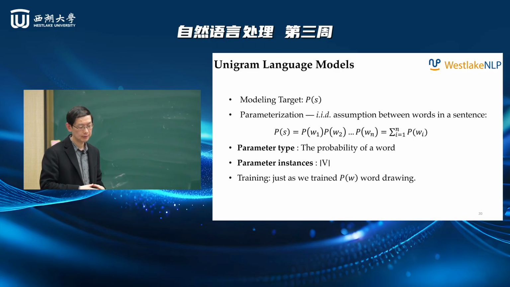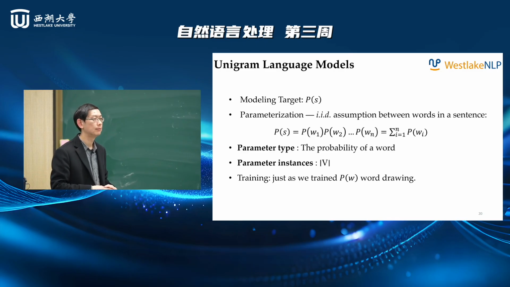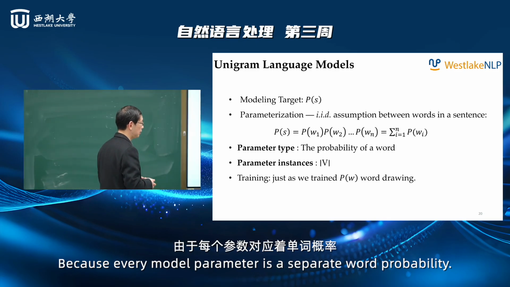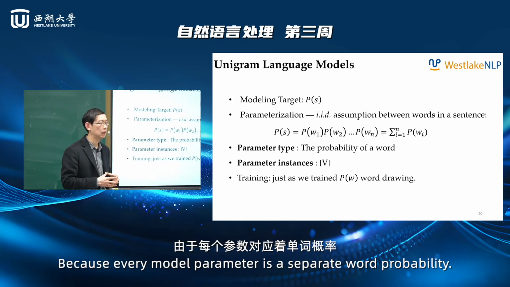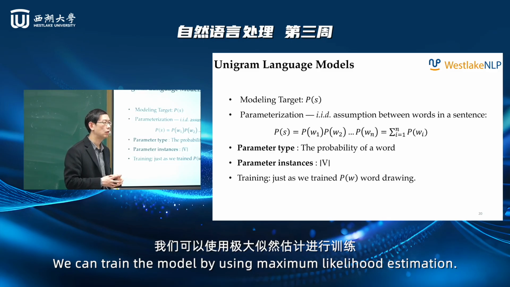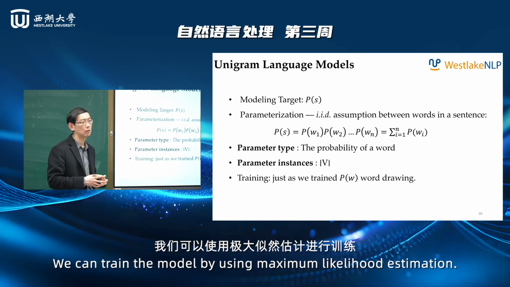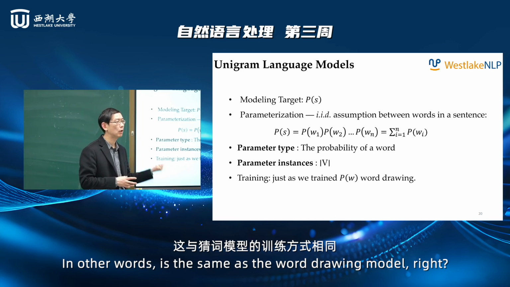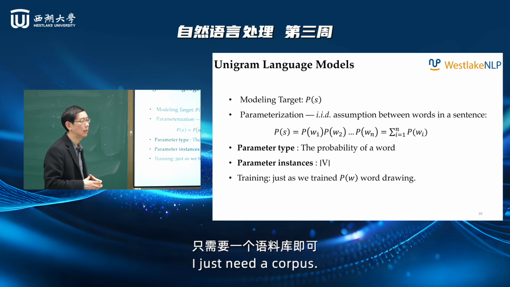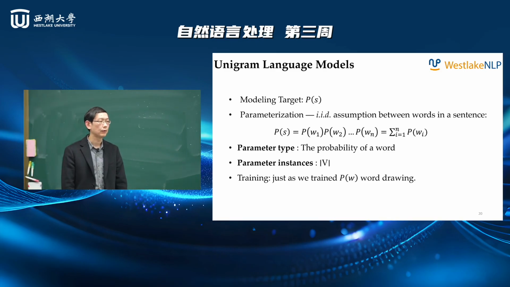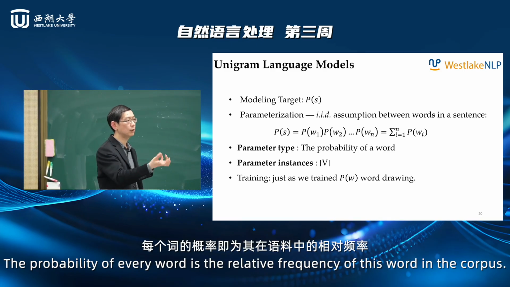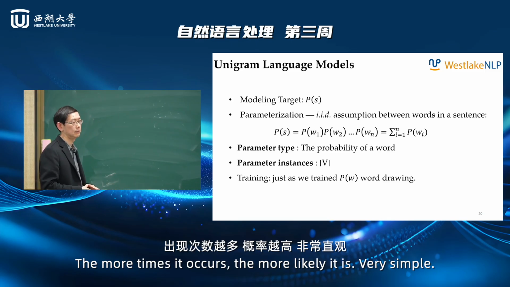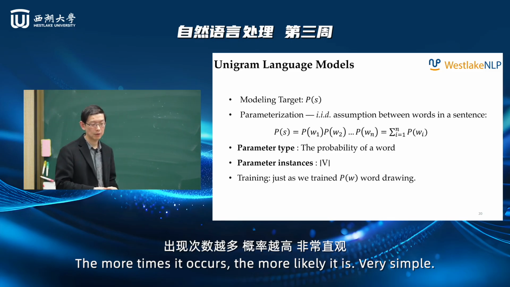Now, how do we train the model? Because every model parameter is a separate word probability, we can train the model by using maximum likelihood estimation. In other words, it's the same as the word drawing model. So I just need a corpus. The probability of every word is the relative frequency of this word in the corpus. The more times it occurs, the more likely it is. Very simple.